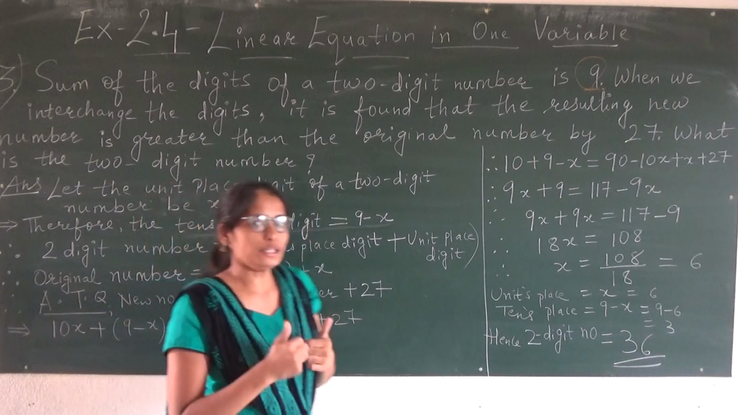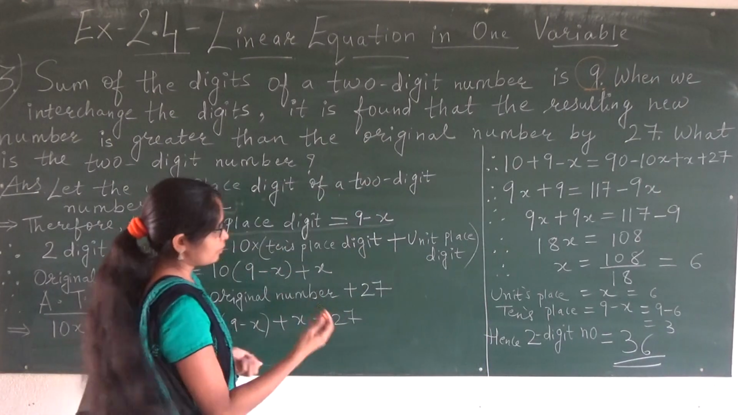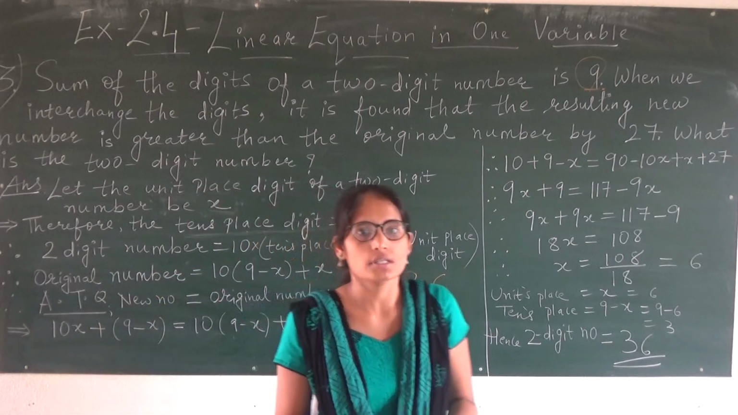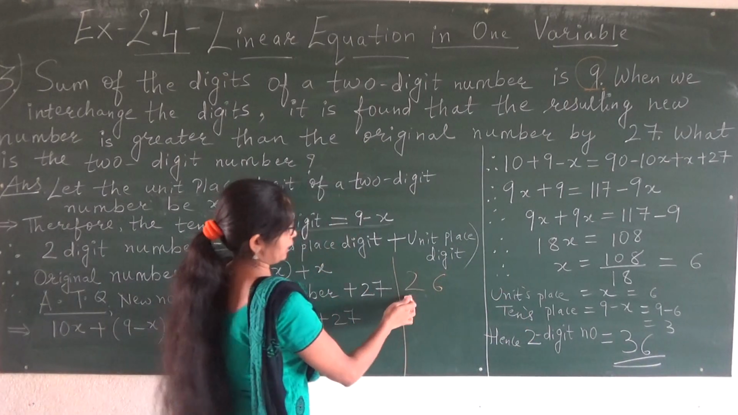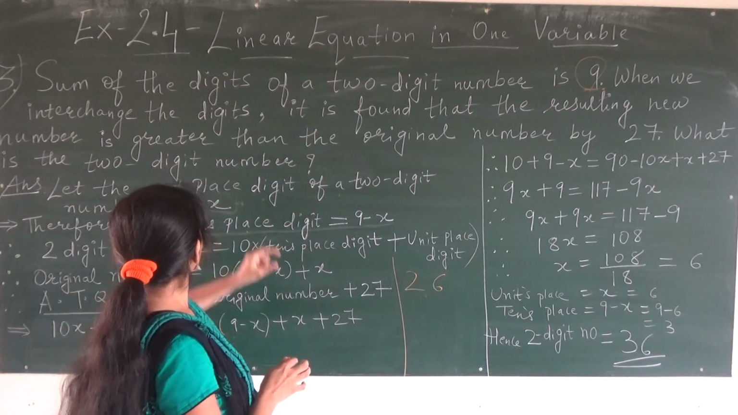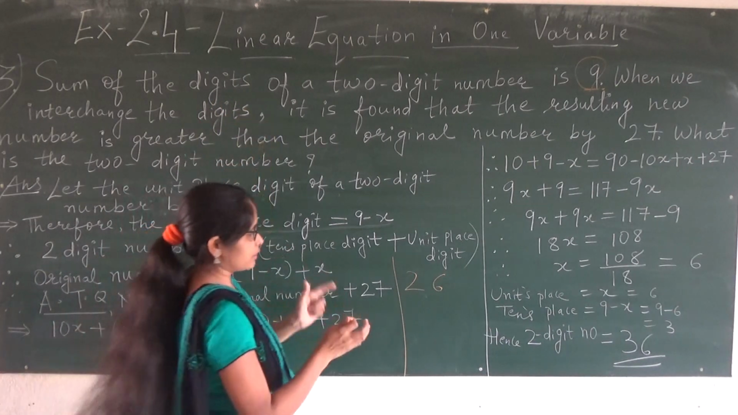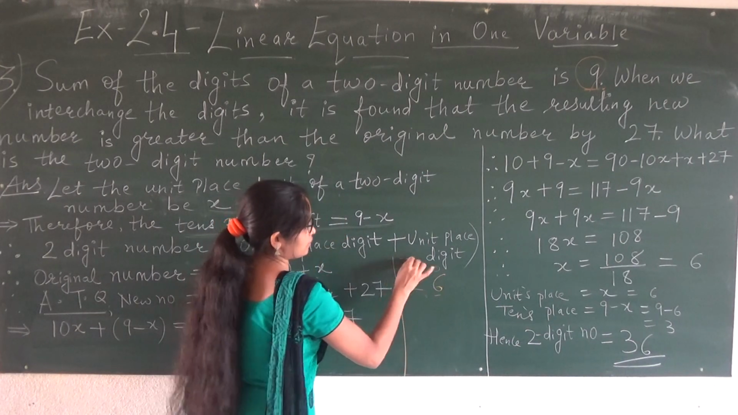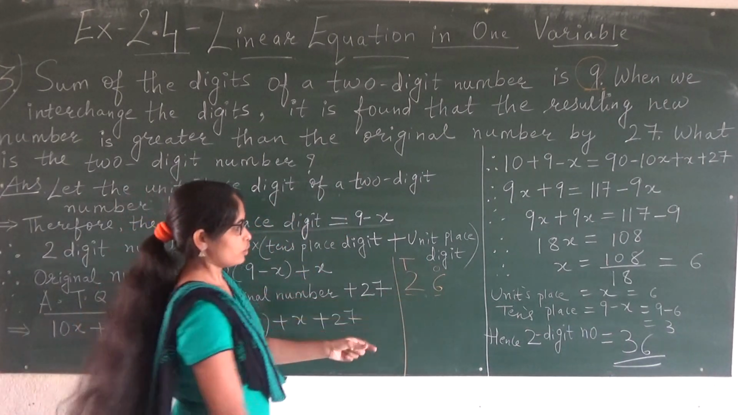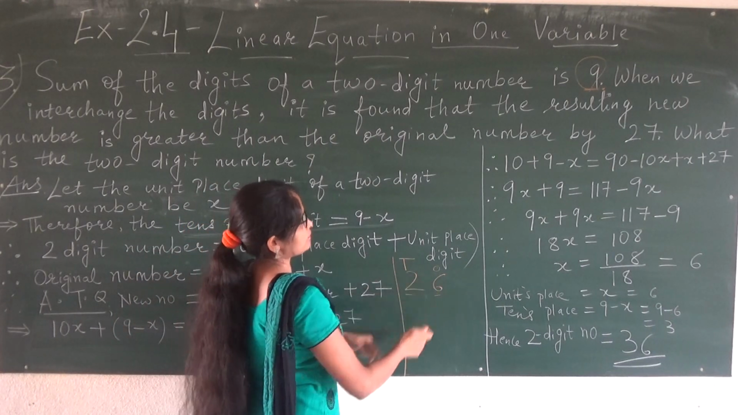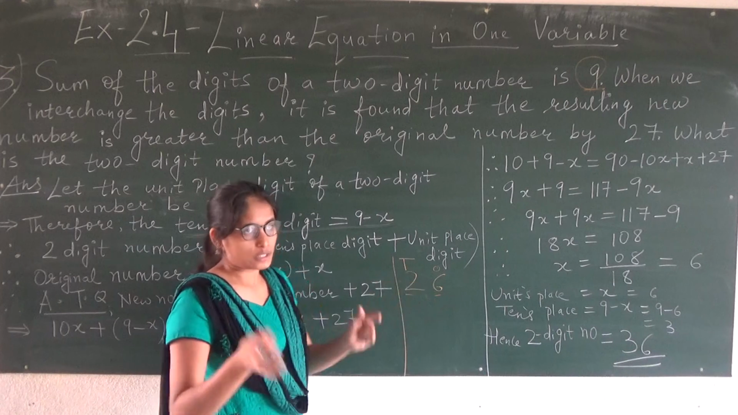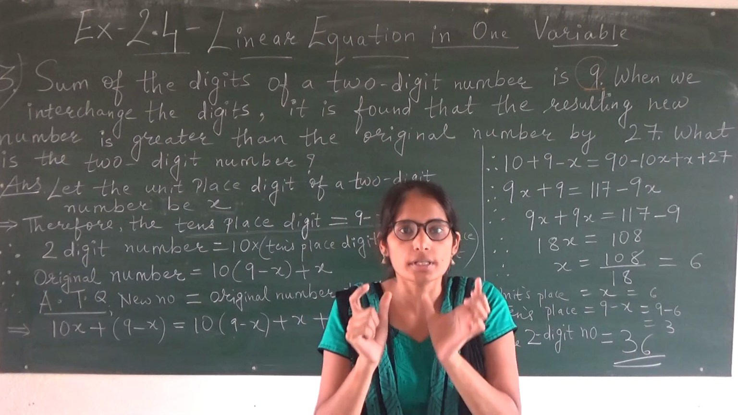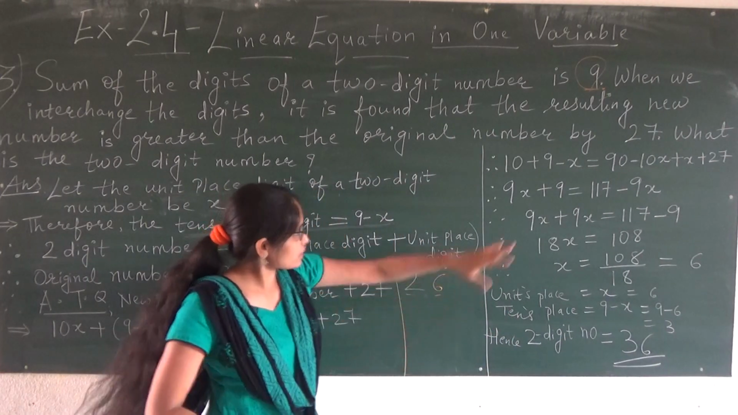Sum of the digits of a 2-digit number is 9. Any 2-digit number, for example 26, 46, 32, whatever. They are telling that sum of the digits. Digits means this is one digit, this is another digit. This is the digit at ones place and this is the digit at tens place. So the sum, 2 plus 6, will be 8. In the same way, we have to find such a 2-digit number whose sum total is 9.